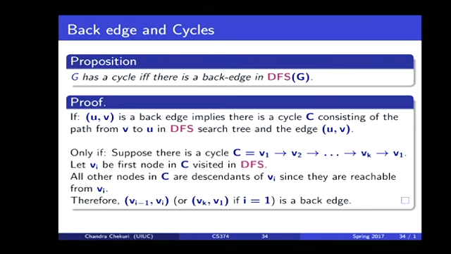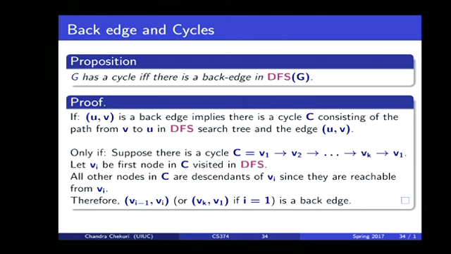Suppose there is a cycle in the graph. First, if there's a backward edge, there's a cycle. Let the cycle be V1, V2, ..., Vk, back to V1. The DFS will visit every node by construction. So look at the first node that it will visit in this cycle. I don't know what that is because it depends on how I break ties. So at some point in this cycle, I'm going to visit a node in the cycle for the first time. Let's call that Vi.